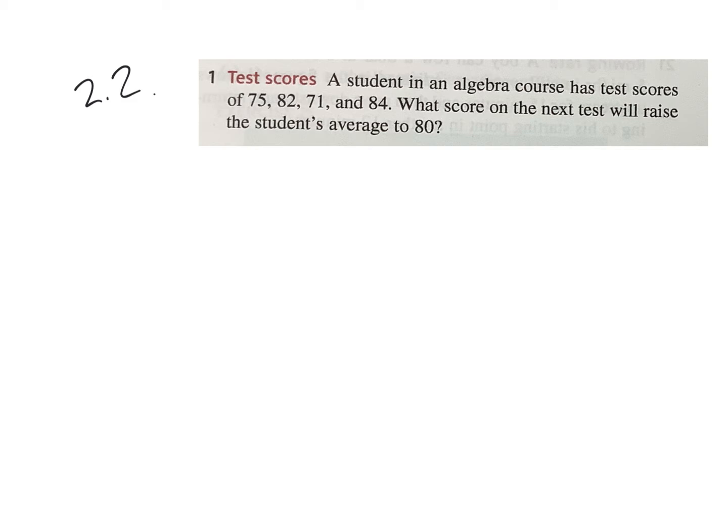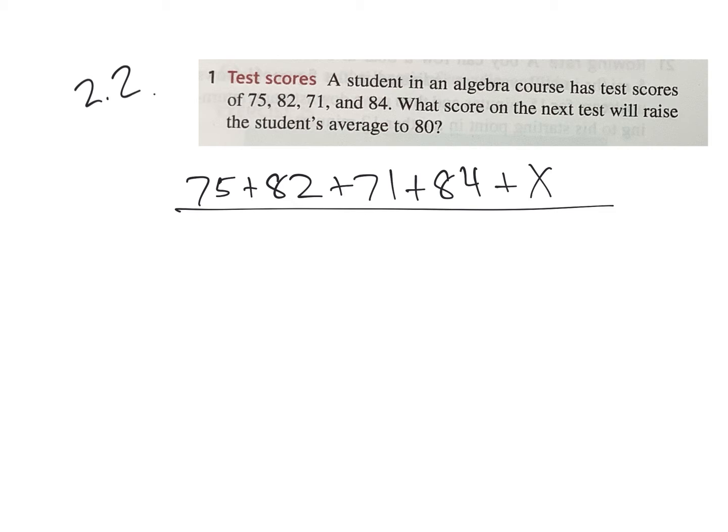So they're wanting to know what they can get on their next score. So you have 75 plus 82 plus 71 plus 84 plus whatever your next score is. Now, how many is that? 1, 2, 3, 4, 5. So we're going to divide it by 5, and they want the mean to have an average of 80.